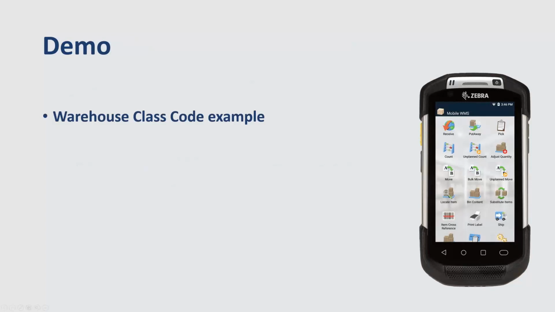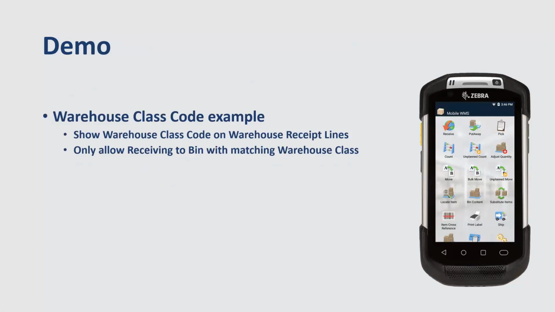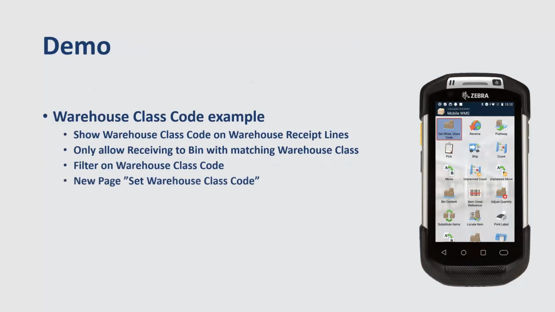So what do we want to achieve with this example? Well, we want to show the warehouse class of an item, if it, for example, requires cold storage, directly on the received lines. We also only want to allow receiving to bins with matching warehouse classes. We want to add filtering options to the receive order list, so we can filter it by warehouse class. We want to create a new page which allows the warehouse employee to assign or change warehouse class on items directly from the mobile device.